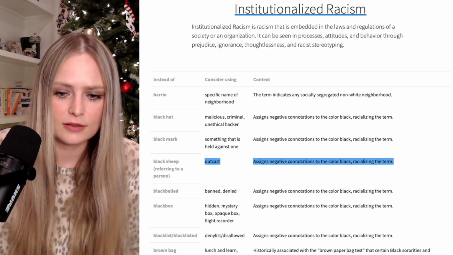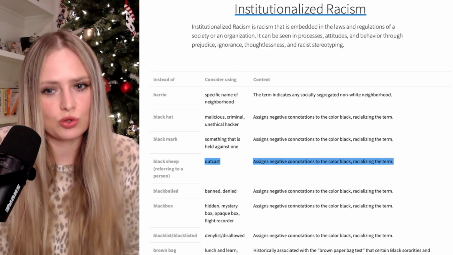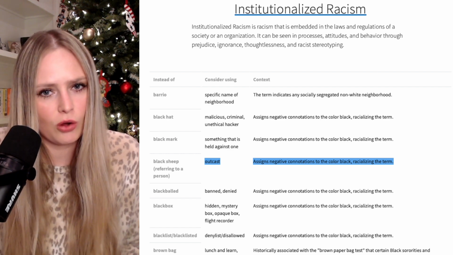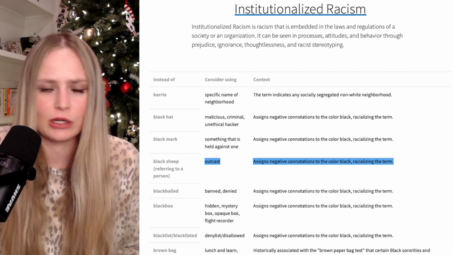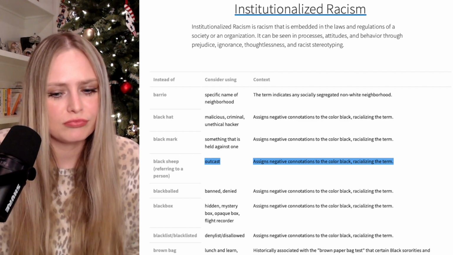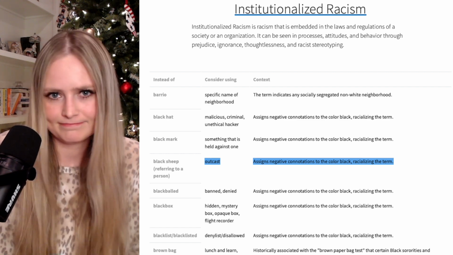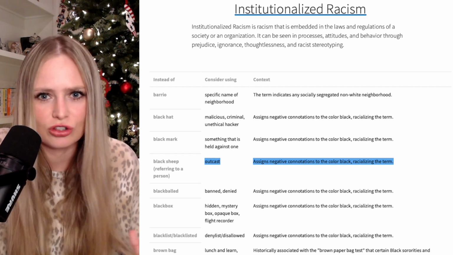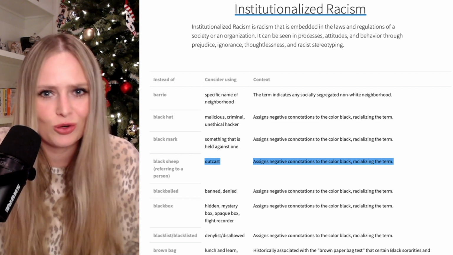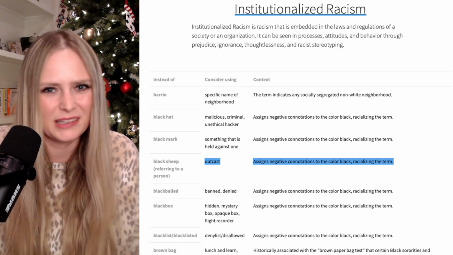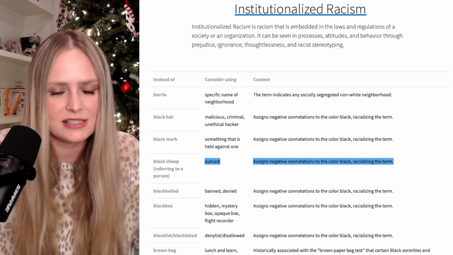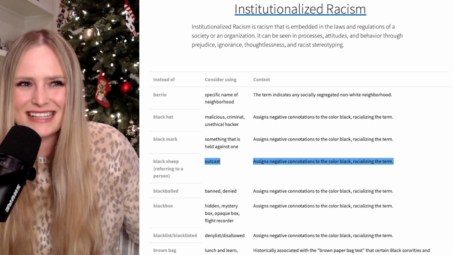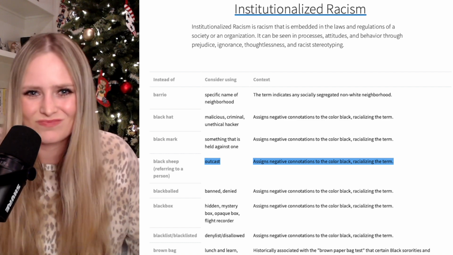Okay, got it. So now we're getting into the institutionalized racism section. Something I've always heard my whole life is black sheep. I've never taken it on a racial lens or connotation. It's just kind of like rare. You don't see many black sheep. Instead, they want you to say outcast, which in some ways is kind of what a black sheep is, but it doesn't totally encompass it.